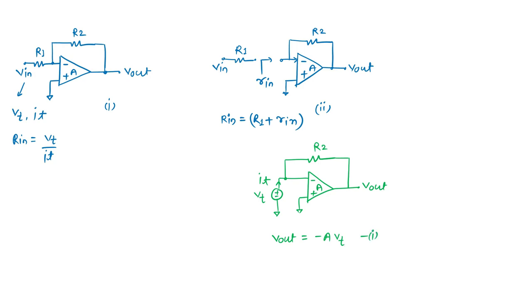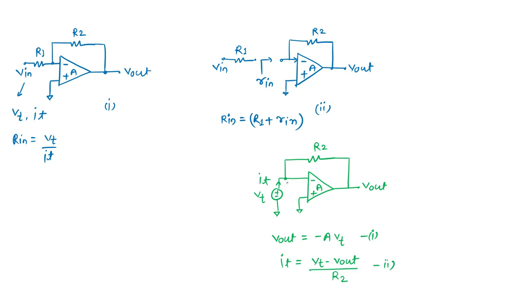Okay. What extra? The other equation is simply I can write It as Vt minus Vout by R2. This is the second equation, another KCL at the inverting node.